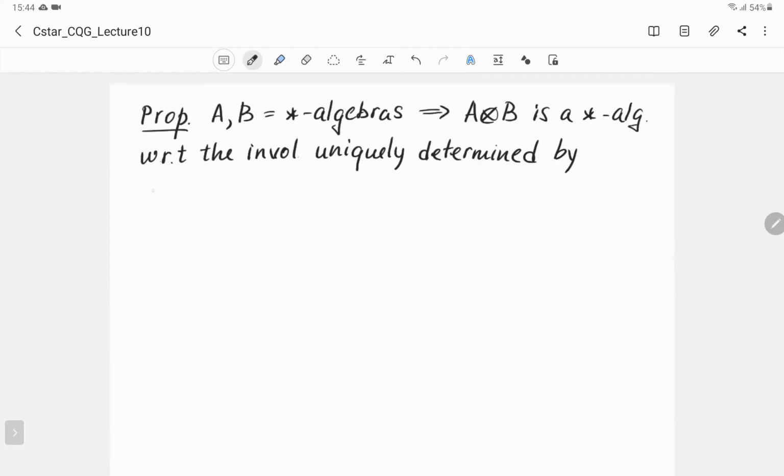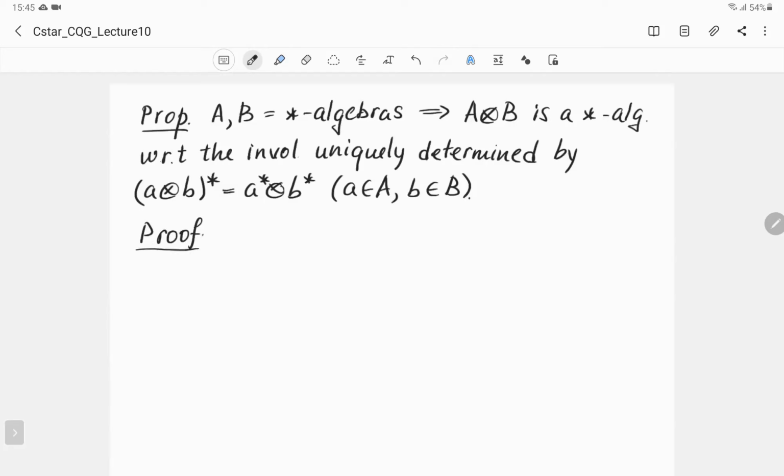So you would take an elementary tensor, A tensor B, and take the star, then this will be A star tensor B star. Okay, well, the uniqueness is clear because each element is a sum of elementary tensors. So we have to show the existence of this involution.